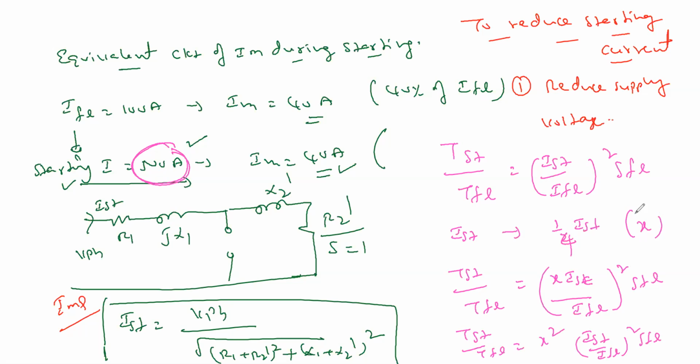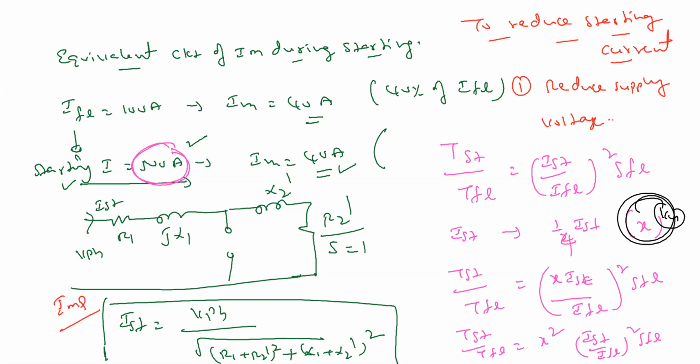What is the value of x in this case? X is 1 by 4. So 1 by 4 whole square, so T_start by T_full load becomes 1 by 16. So meaning, if current is reduced by 4 times, torque is reduced by 16 times. Do you agree with that? Did you understand this point?